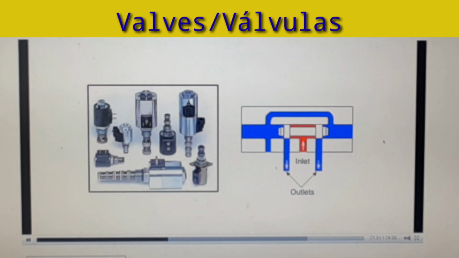Directional control valves are used to direct fluid flow within a system by opening and closing circuits. They control the direction of movement to a hydraulic actuator or the direction of rotation of a hydraulic motor. Let's look at the three most common directional control valves: check valves, spool valves, and shuttle valves.